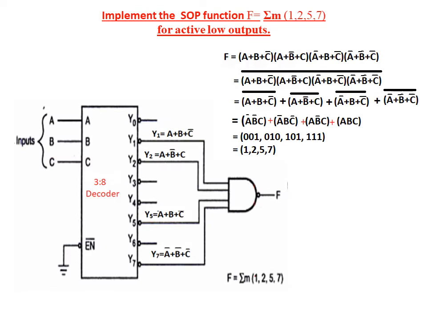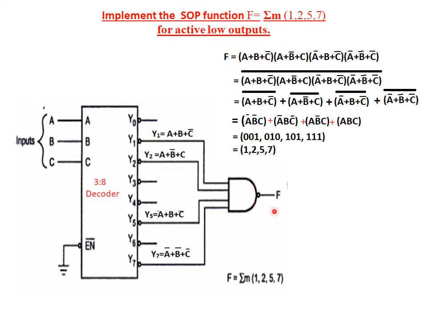Implement the following SOP function for active low output conditions. For the active low output conditions, we are using the decoder with active low output combinations. So the output at each point is a max term. The inputs are 3, represented here, and the outputs are Y0 to Y7. At each output we are obtaining the max terms. So for our question we have 1, 2, 5, 7 as outputs. So we select the 1, 2, 5, 7 max terms and connect them to one NAND gate here.